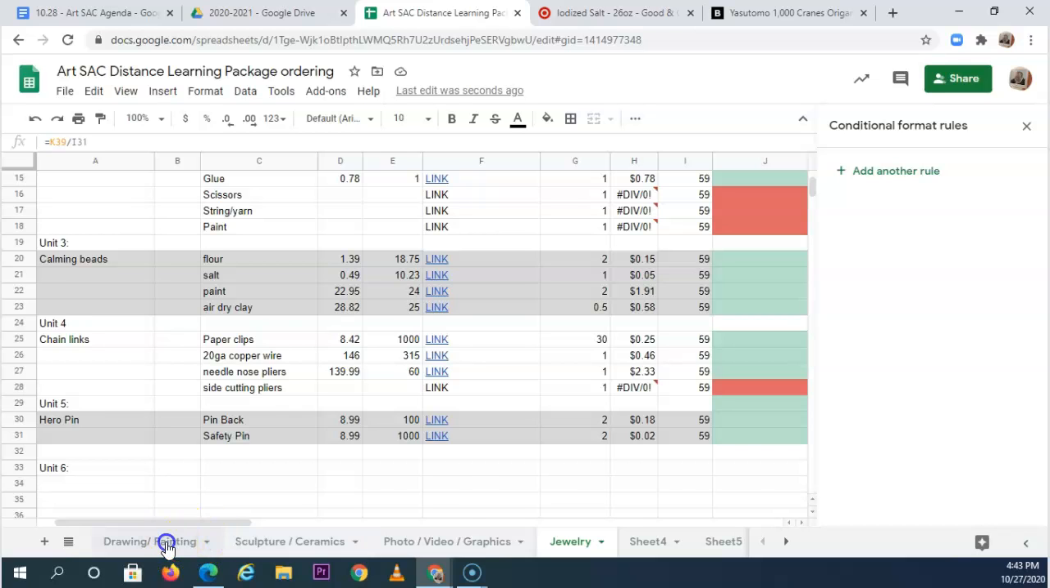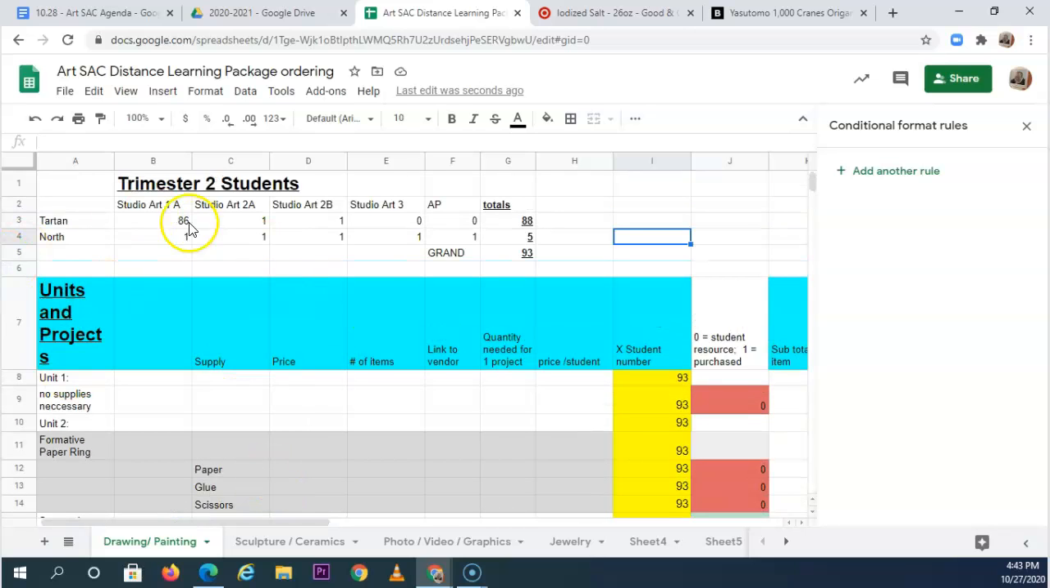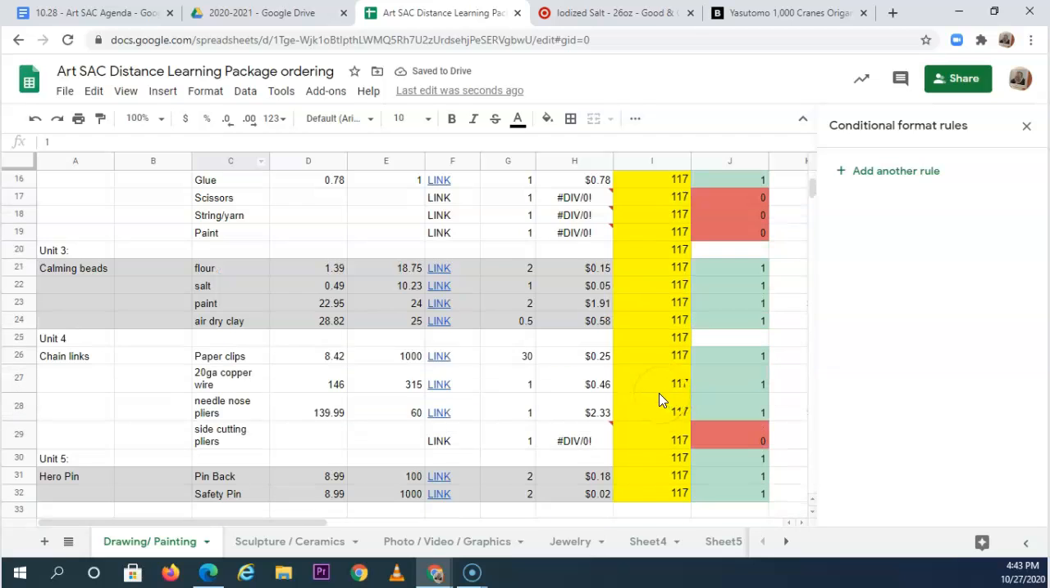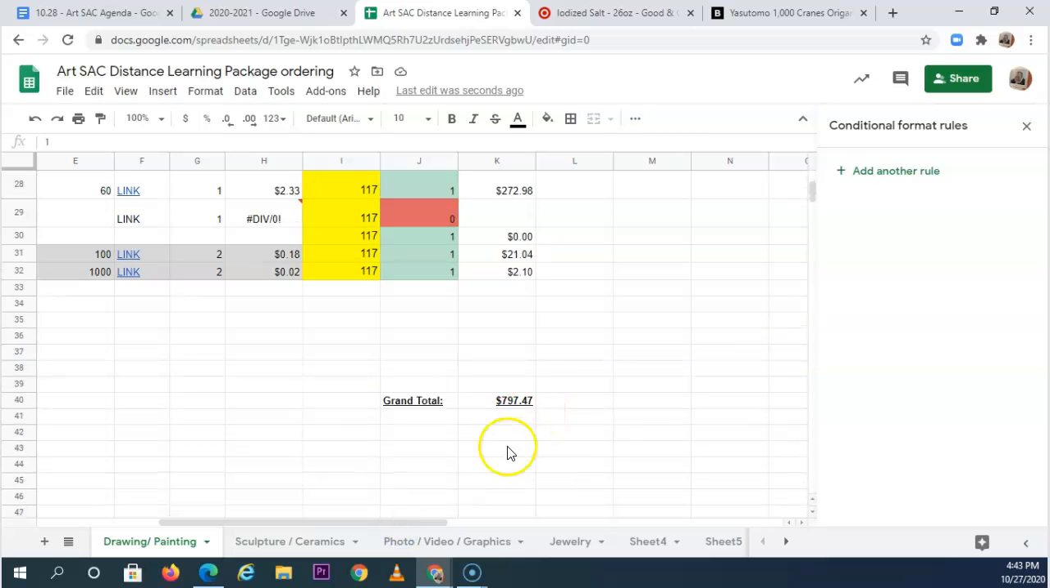Okay, now each area has their own kind of worksheet that they can work through. You can type in the number of students, and so like we have 25 students in Studio Art 2A. It updates it, and it updates all the numbers everywhere else and the cost associated with it.